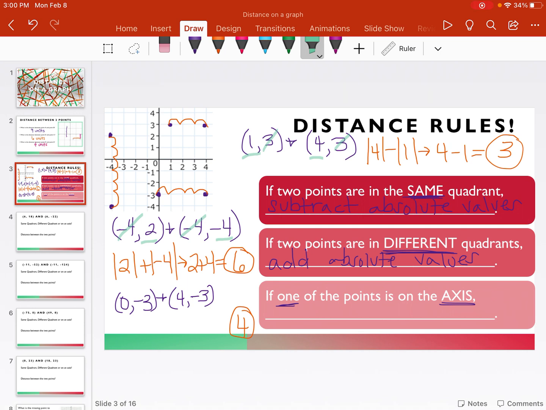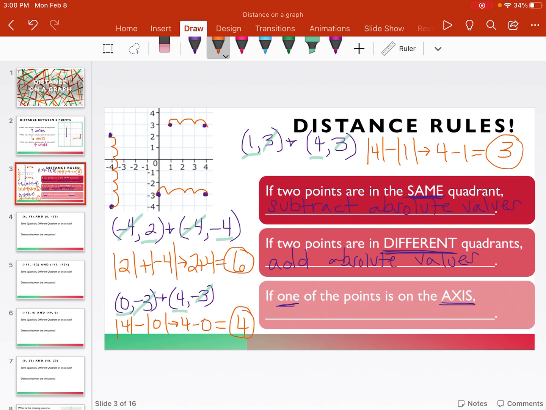Again, looking at my two original points, the -3s, the y's, those were in common. So I really want to look at the 0 and the 4. What can I do with a 0 and a 4 to get to 4 as my answer? Well, maybe you thought I could subtract them. So what if we did the absolute value of 4 minus the absolute value of 0? Well, that would be 4 minus 0, which equals 4.